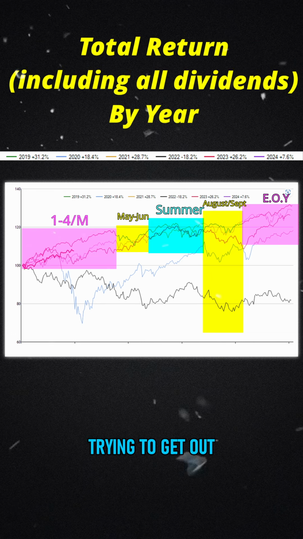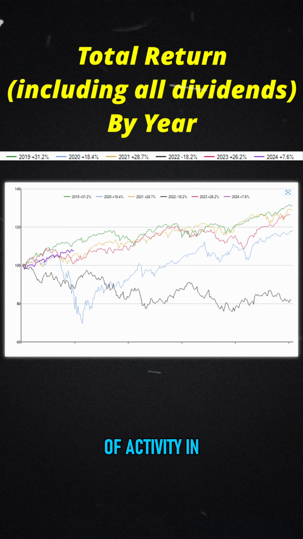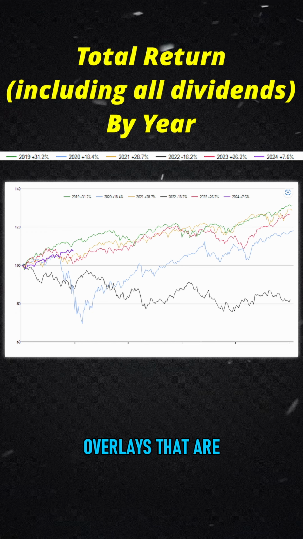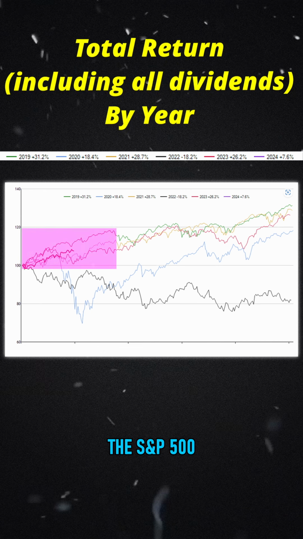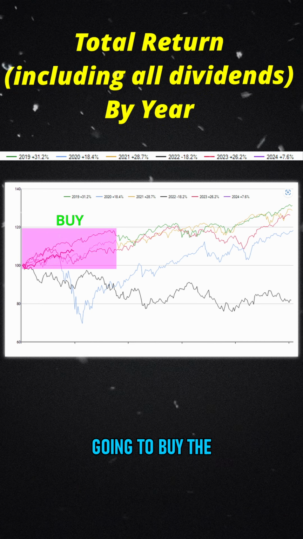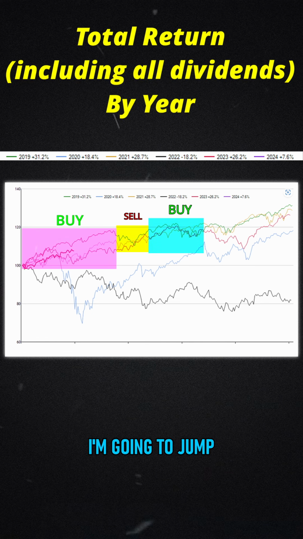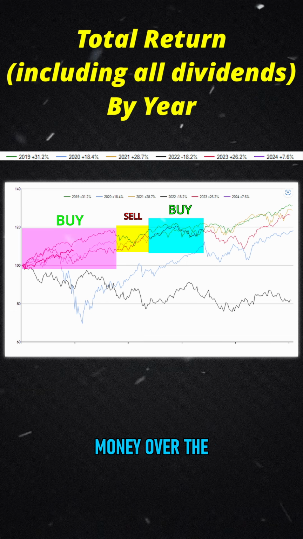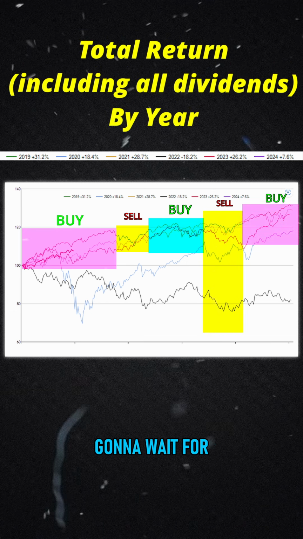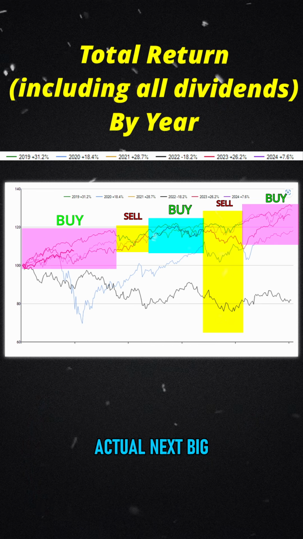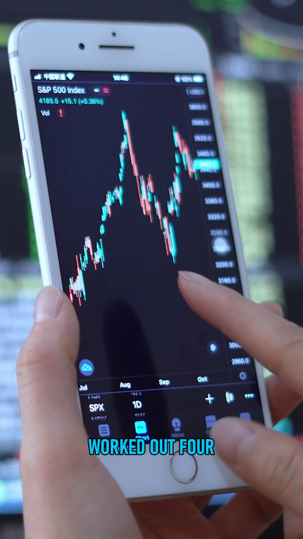So what am I trying to get out of this entire lesson at this time? It's that if you take a look over the last 5 years of activity in the stock market, you can see different overlays that are happening. So if I am realizing this data right here, couldn't I just go over towards the S&P 500 and say, I'm just going to buy the S&P 500, hold for the first 4 months. I'm going to get out for the next 2 months. I'm going to jump back on in and try to make a little bit of money over the summertime. Then at the end of the summer, I'm going to get out of this play. And then I'm going to wait for that dip and buy in on the actual next big move to end off the year. If that was your trading strategy, you would have worked out 4 out of the last 5 years.